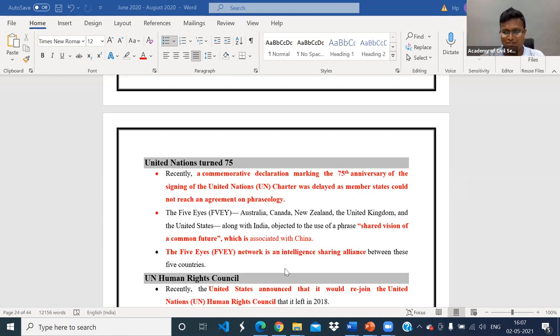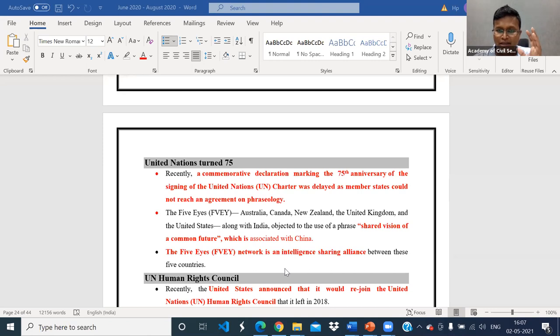Six countries opposed it. Five of those six countries are the Five Eyes. Five Eyes is an international intelligence organization. We have in India RAW, Research and Analysis Wing, an intelligence organization of India. Pakistan has the ISI, and Israel has Mossad. You might have heard of these intelligence organizations. India has RAW and the IB, Intelligence Bureau, also.